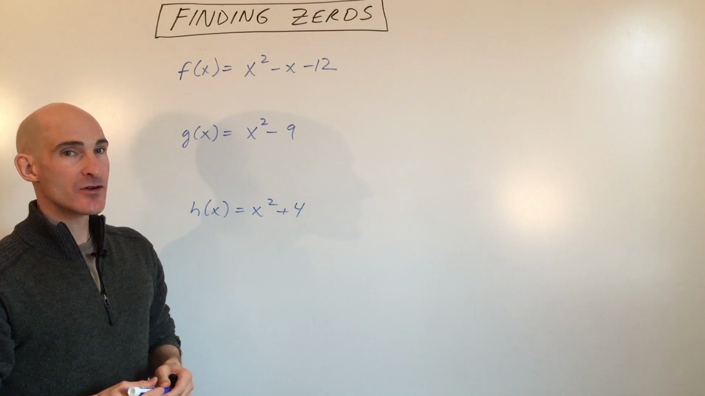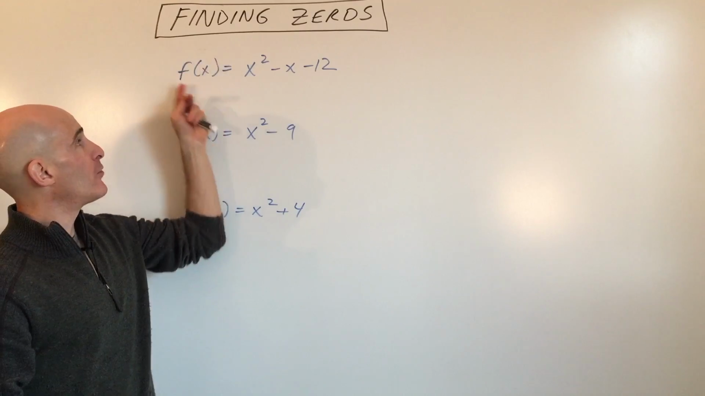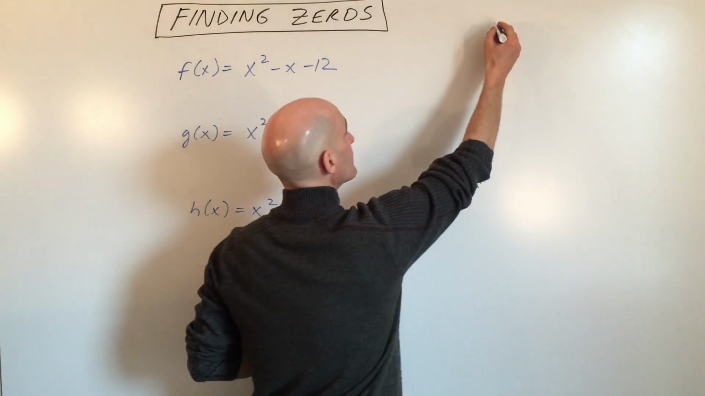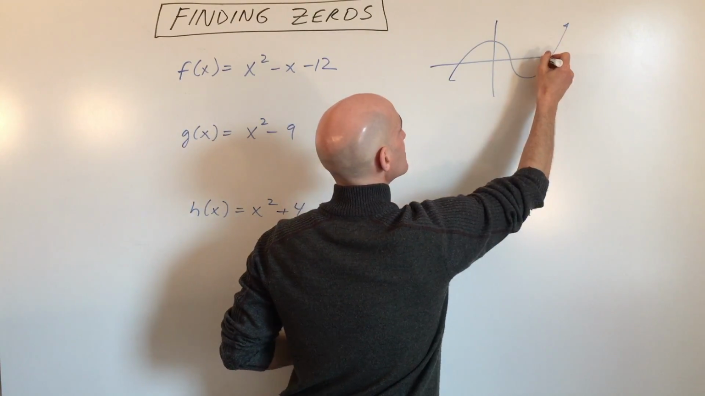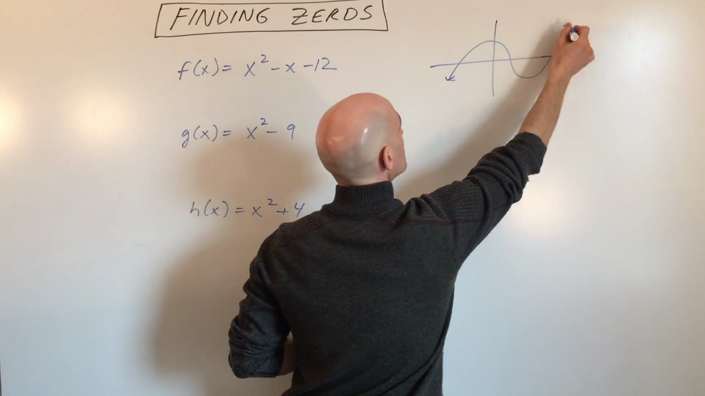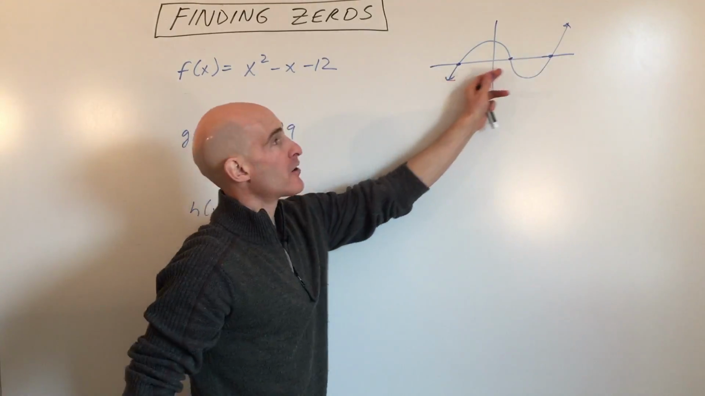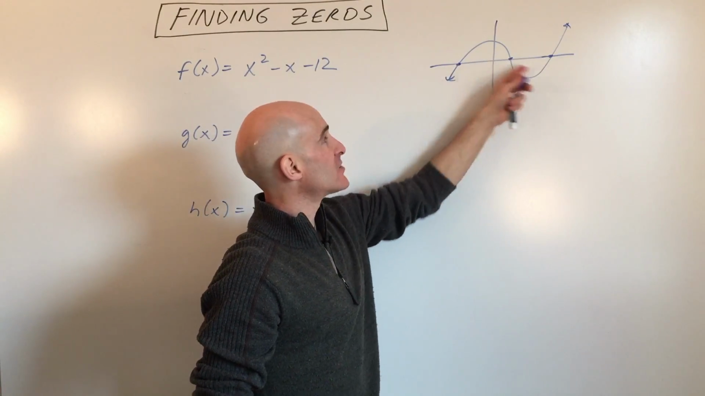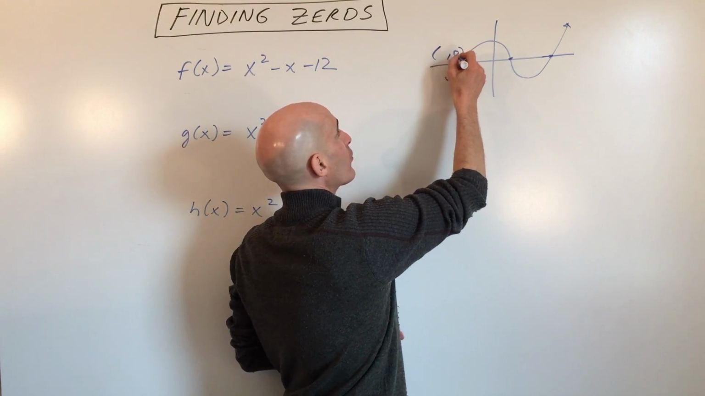What exactly is a zero? A zero is any value of x that makes the output, or the y value, 0. So graphically, what this means is that, say your graph looks like this. These x-intercepts right here are called zeros, or roots, or solutions, or x-intercepts. But the reason they're called zeros is because the y-coordinate is 0.